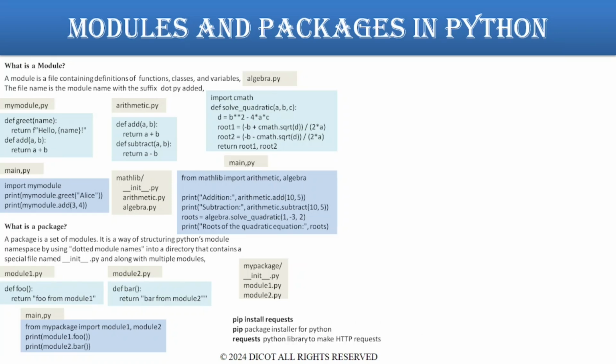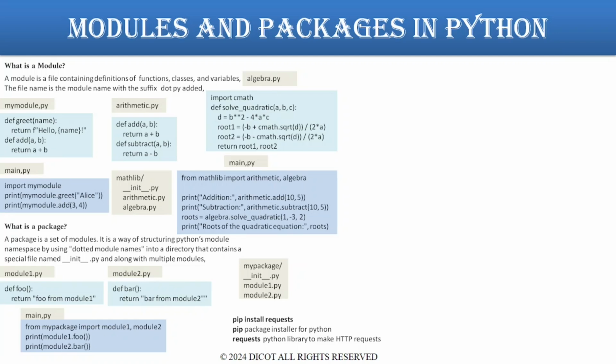First of all, to use this package, you need to install it. Pip is the package installer for Python. It allows you to install and manage additional libraries and dependencies that are not included in the standard Python library. Requests is a Python library used to make HTTP requests. It simplifies the process of sending HTTP requests and handling responses.